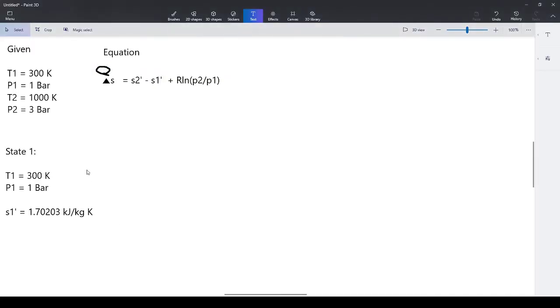So we have state 1 is these numbers right here. We have T1, P1, and S1 absolute, right? So now we have to do the same thing for the second state. So state 2, we had T2 is equal to 1,000, pretty big temperature change. P2 is equal to 3 bar, or 300 kPa, right?